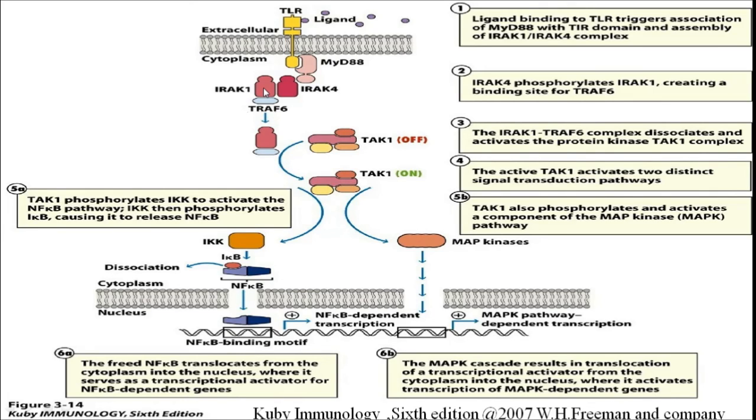so that once this IRAK1 gets phosphorylated, it provides a binding site for this TRAF6. So the IRAK1 and TRAF6 complex will be dissociated, and it will result in the activation of this TAK1. Okay, so this TAK1 will receive the phosphate group, and it will get converted into the activated form. So once it gets converted into the activated form, this active TAK1 will activate two distinct signal transduction pathways.